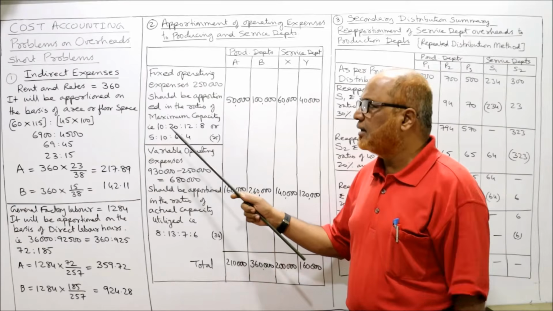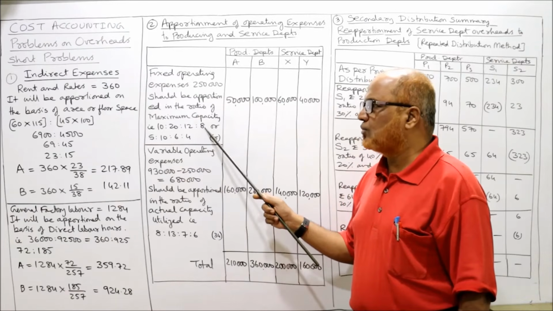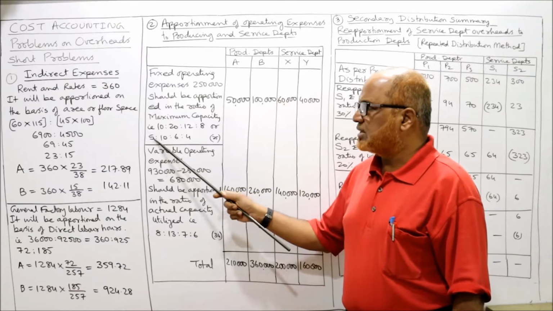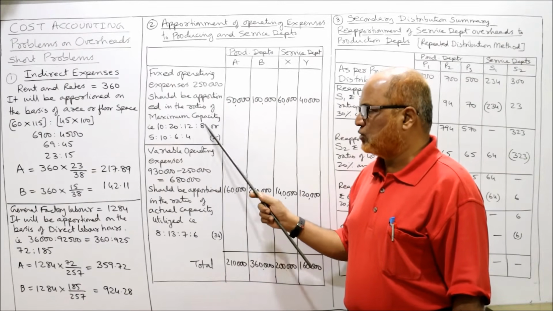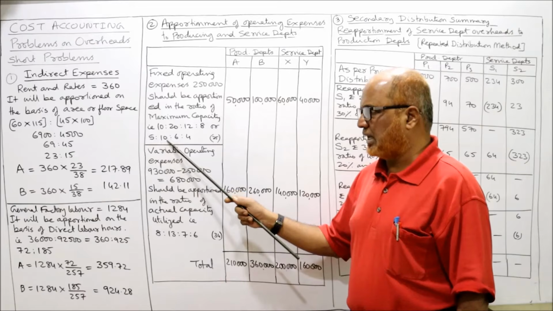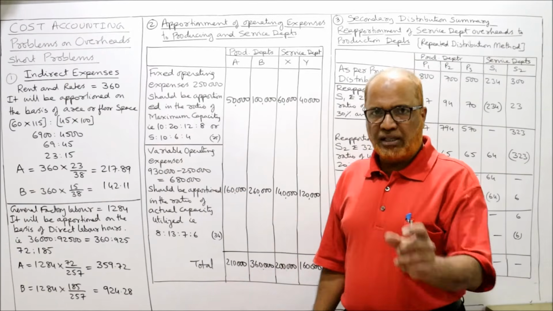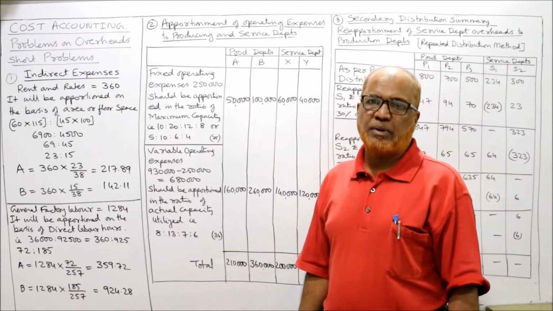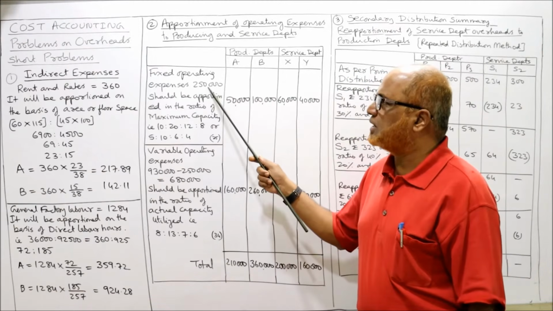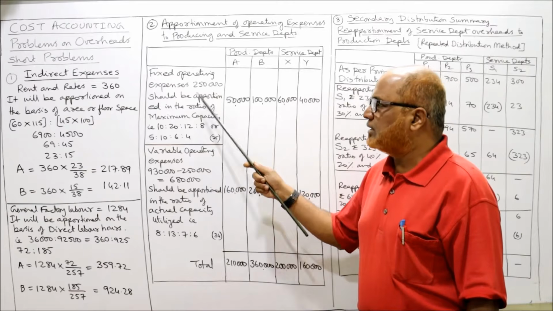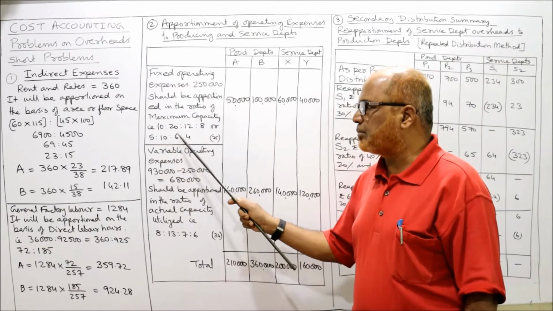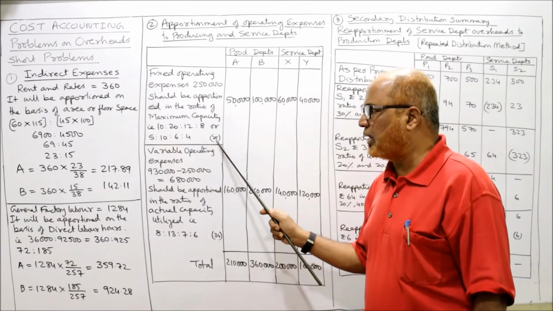Removing 3 zeros, 10 is to 20 is to 12 is to 8. And simplify. 2 5s are 10, 2 10s are 20, 2 6s are 12, 2 4s are 8. 5 is to 10 is to 6 is to 4. In this ratio, we are apportioning the fixed operating expenditure. How much is the fixed operating expenditure? 2,50,000. So 2,50,000 into 5 by 25. If you add up 5 plus 10 plus 6 plus 4, the total will be 25.